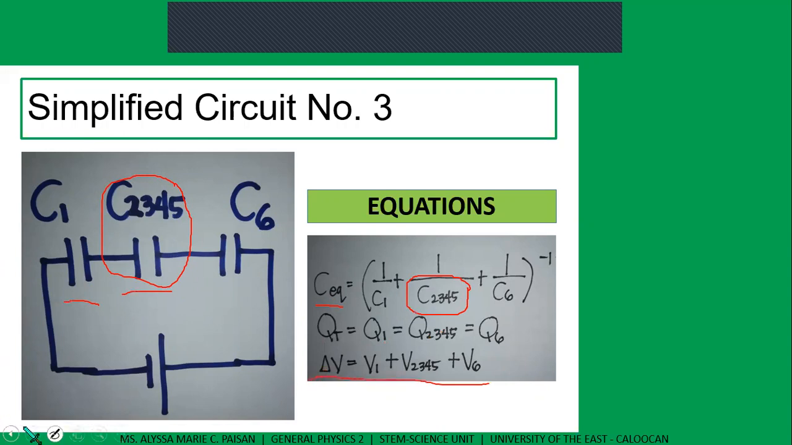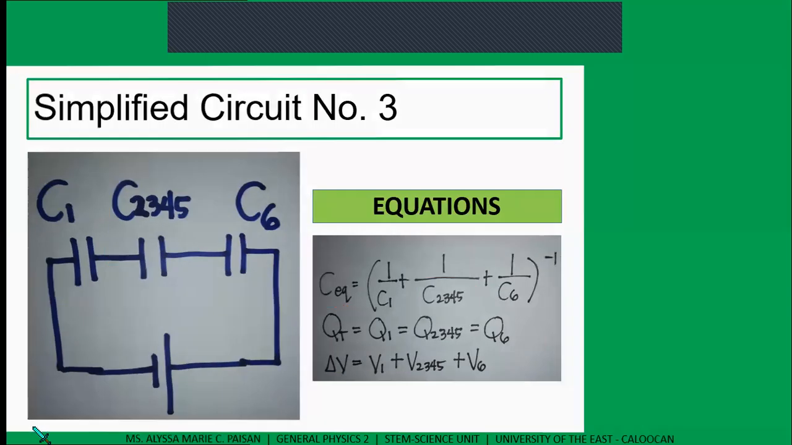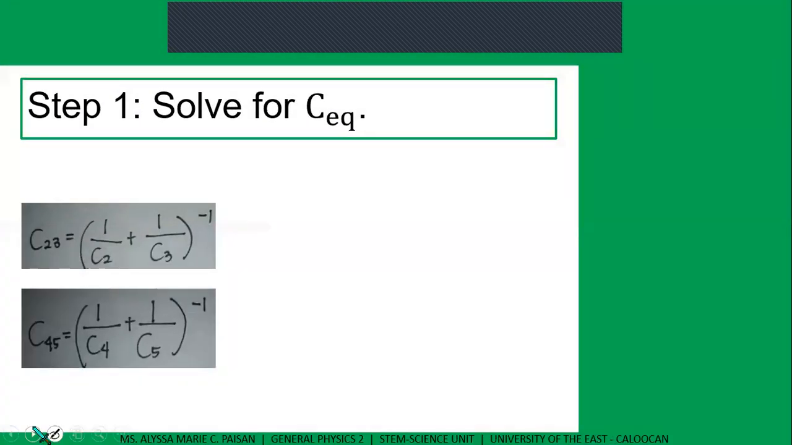Ayan. Okay? Now that we are done with the circuit analysis, let's proceed to the computation. So, okay, step number 1 natin ulit, solve for the equivalent capacitance. Starting with the capacitance equation that we will find in the original circuit, which is this one. Tapos, next naman ay yung C45. Doon naman sa simplified circuit number 1.